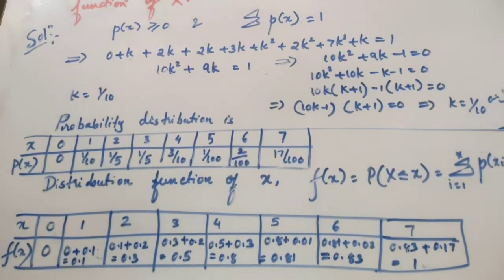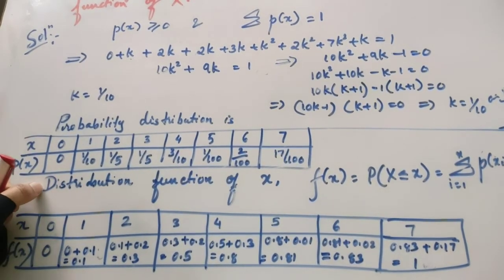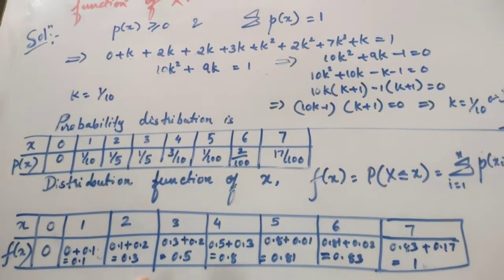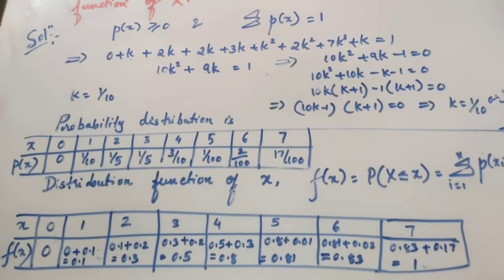I hope this is clear how to find the cumulative distribution function or distribution function of x. This is the probability distribution. This is called the distribution function of x. The definition is there already in my previous session. A problem on that I was planning to do, so here it is. Next we have to evaluate the further part of that problem.